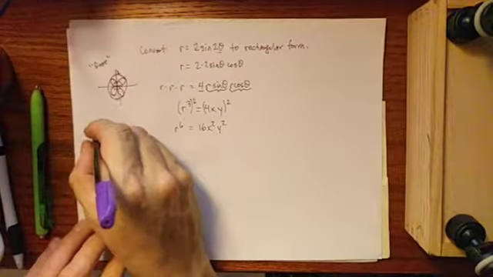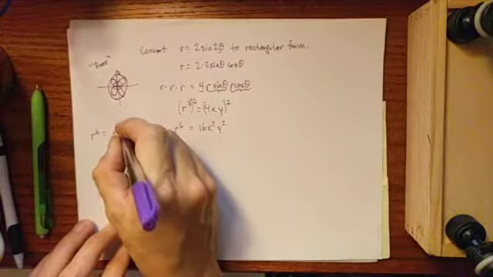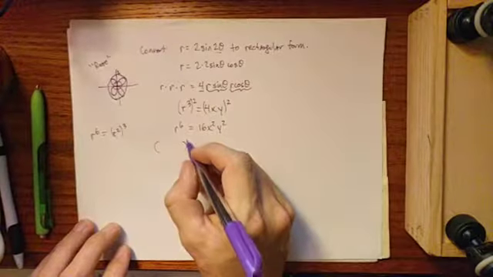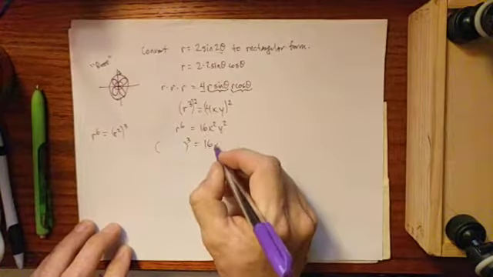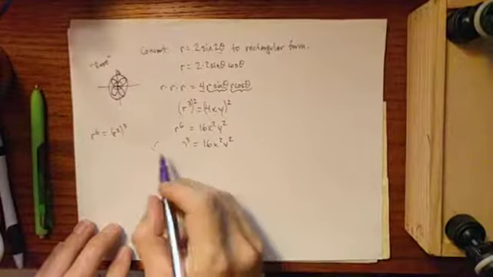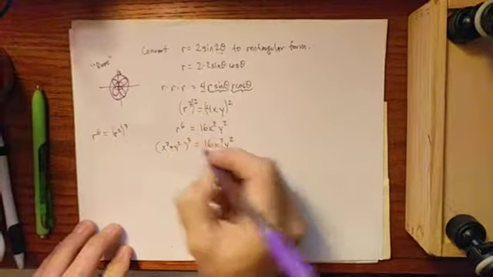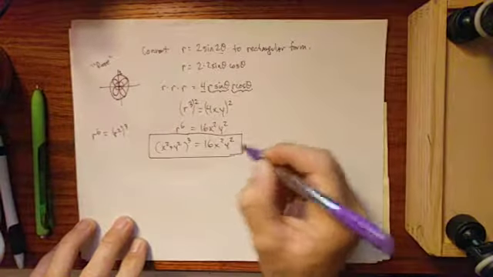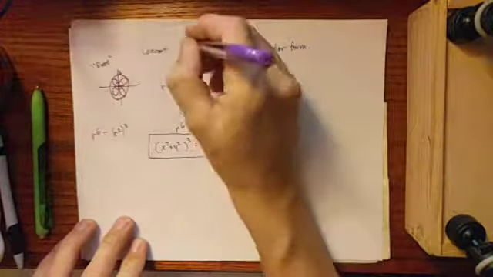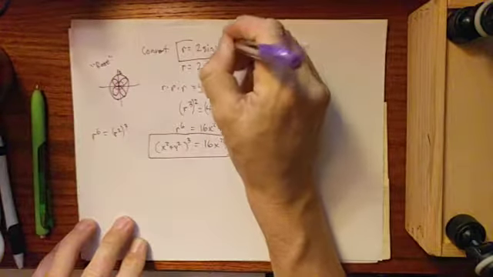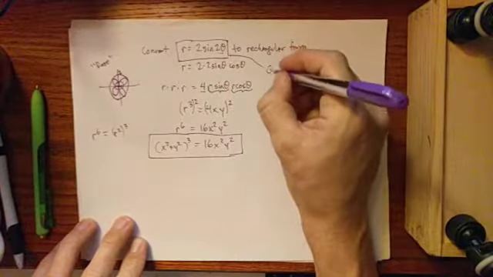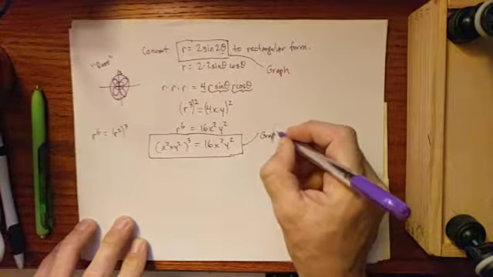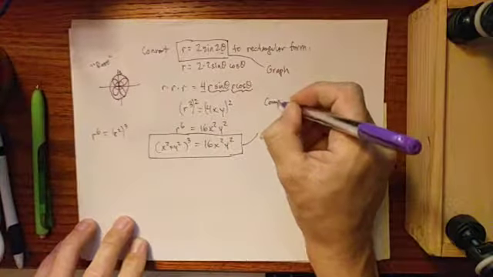Now, r to the 6th is r squared cubed, right? Well, what is r squared from our formulas? That's right, it's x squared plus y squared. So, as ugly as this is, that's the rectangular form of our rose curve. And you can test this out, right? You can graph this in Desmos, and you can compare the two graphs.